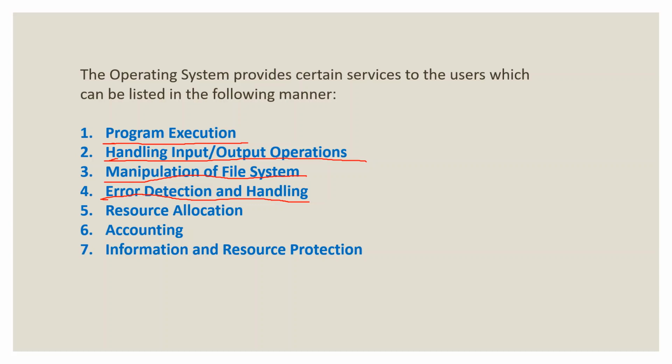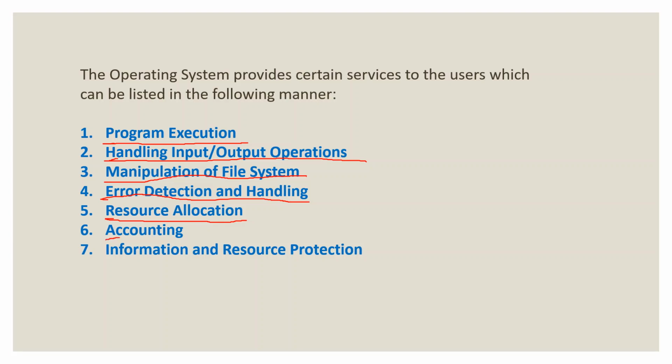Next is resource allocation, that we are studying repeatedly here. The operating system ensures proper use of all the resources available by deciding which resource is to be used by whom and for how much time. All the decisions are taken by the operating system. So this is the real meaning of resource allocation.